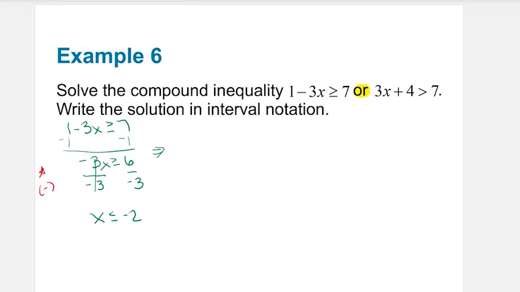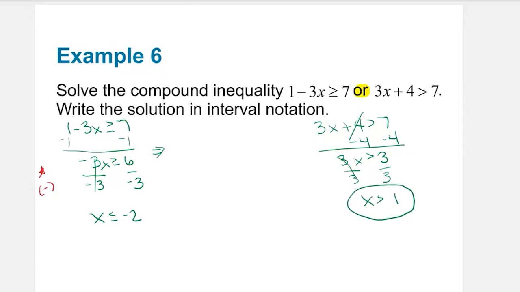My second solution is I have 3x plus 4 is greater than 7. I subtract 4 from both sides. I get 3x is greater than 3, right? These cancel. And divide both sides by 3. And I get x is greater than 1. So these are my two solutions. And we're going to again write this in interval notation. So let's copy this. Actually, I think I can remember it. Let's put a new slide in here.